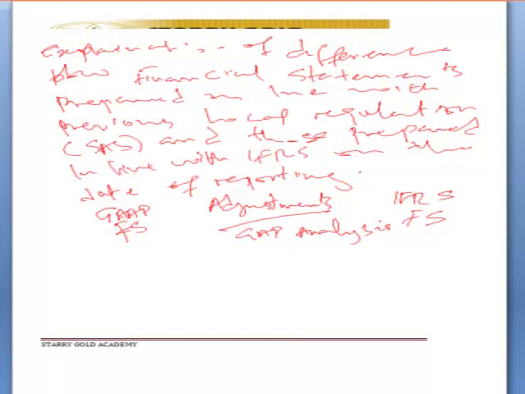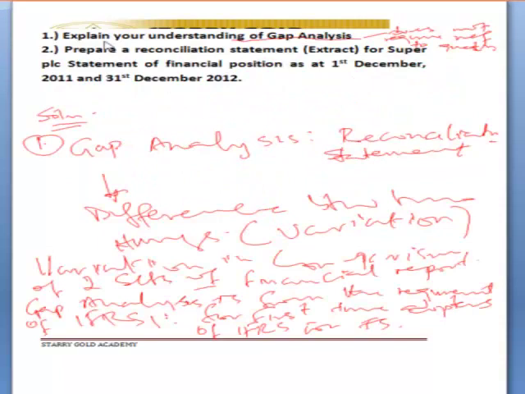The second question requires us to prepare a reconciliation statement. It says prepare a reconciliation statement extract for Super PLC statement of financial position as at 1st December 2011 and 31st December 2012. So look at this. It means this, like we have learned from our previous study, is a requirement of IFRS 1 for disclosures for first-time adopters.